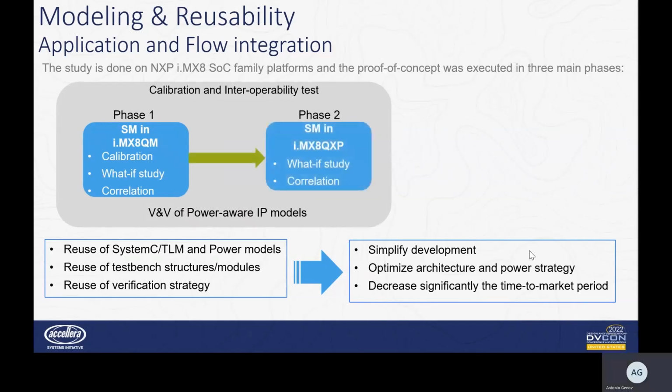In the second phase, we have executed a very important test on the interoperability and the portability of the power model. We have directly reused this reconfigurable and already calibrated in phase 1 model on another existing NXP SoC called IMX8 QuadXP without modifying the power parameters. Then we made the correlation again with silicon measurements to prove the power estimation accuracy of the new bench.